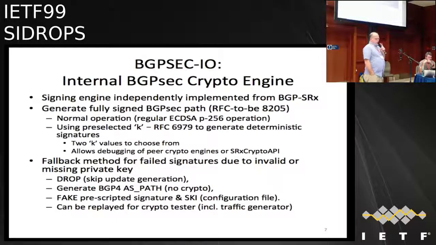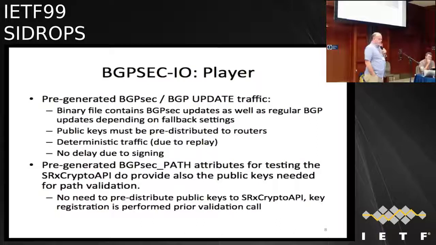And then we also implemented things especially for testing. What happens if my update signing fails, for example, due to a corrupt key or a missing key? So we allow that if you have an MRT file feeding in, and you might miss a key, either you drop the whole update, or you fall back to an AS4 update, or we also allow to fake a signature and fake an SKI, where you say, you know what, I want to see how the other router reacts, even if I give them a real SKI but now with a fake signature, that they don't say, hey, that is valid. So next slide.